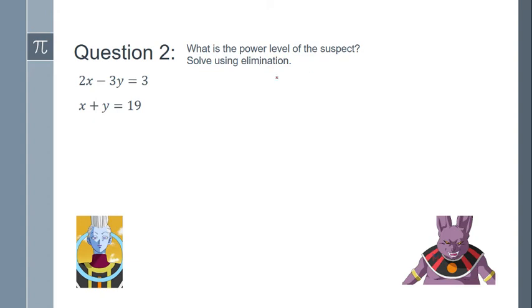Okay, so what is the power level of the suspect? Solve using elimination. And the power level, we defined as the variable x. It was in the first column of that table. All right, so what we should do here, and this is why question 1 asked you to eliminate y. If I want to solve for x, I need to eliminate the y, and then we'll be able to solve for the remaining equation that will only involve x. So let's go ahead and do that.